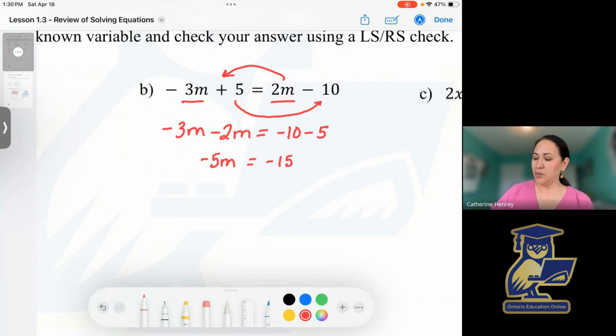We go ahead and divide by negative 5 on both sides. My negative 5's cancel. M equals positive 3.